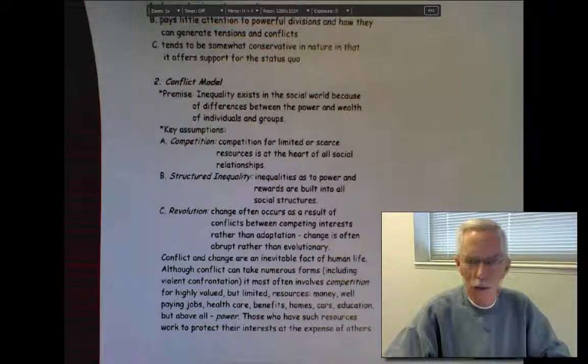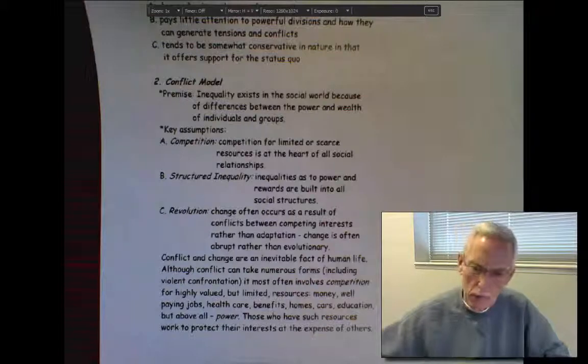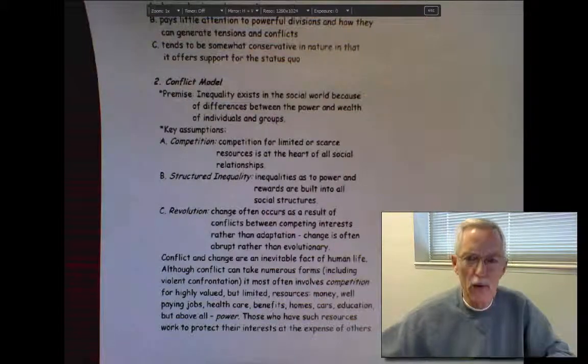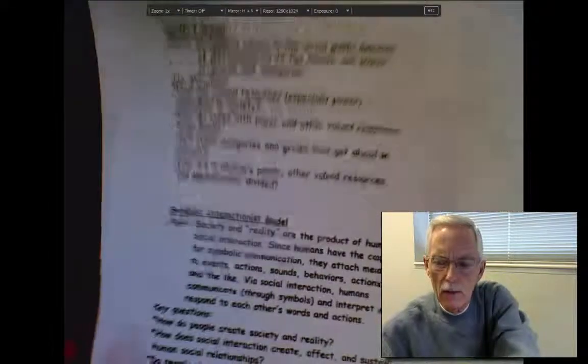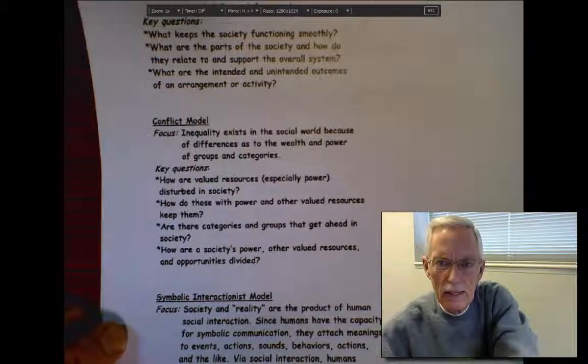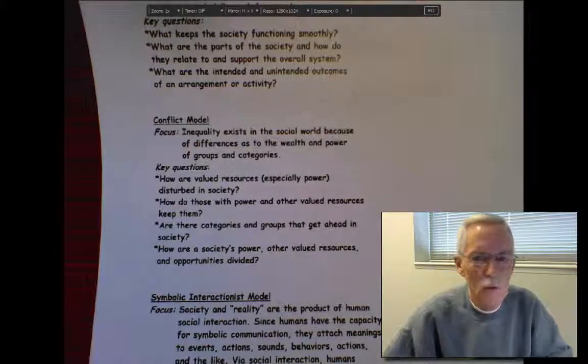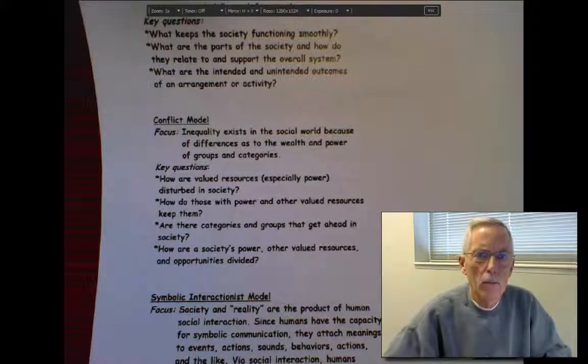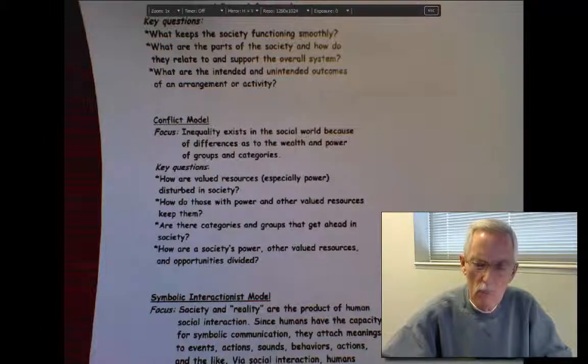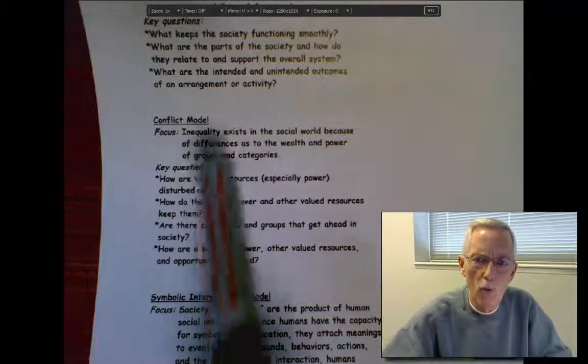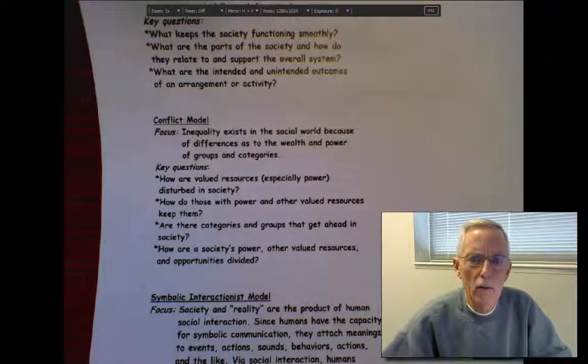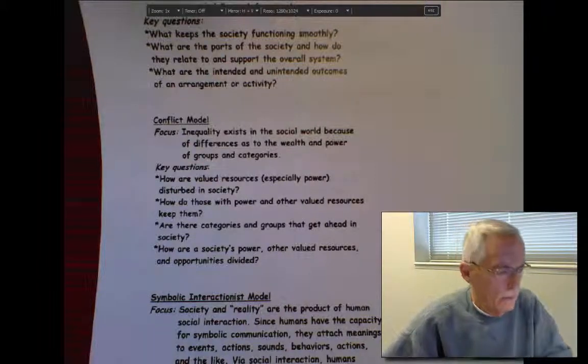But if you'll highlight on page 8, and let me offer a little different take. This is not included in the study guide, and it isn't anything that you necessarily need to write down. But take a moment and look over this relatively brief overview of the conflict model. Notice the focus.